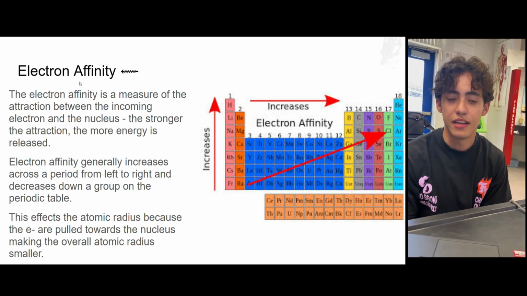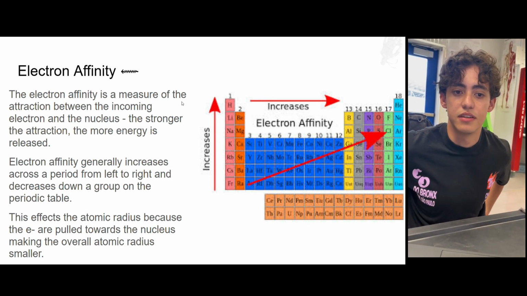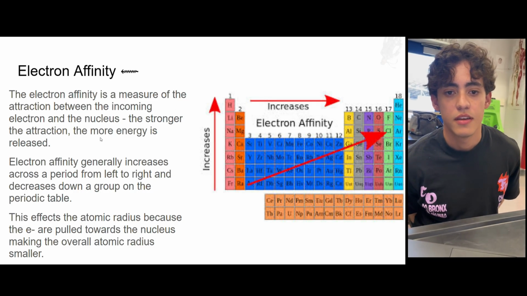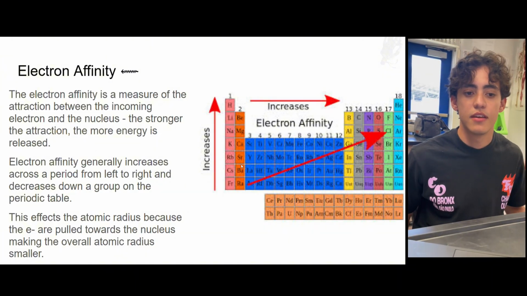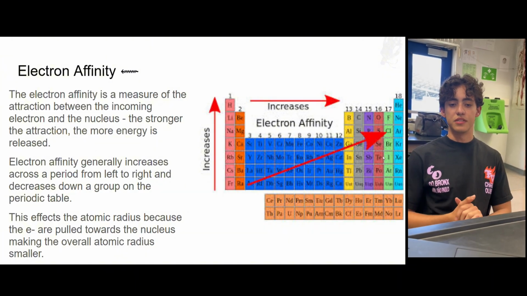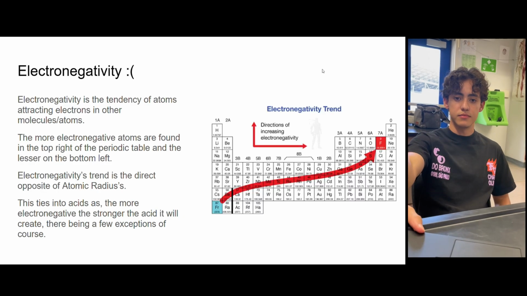Electron affinity. The electron affinity is a measure of the attraction between the incoming electrons and the nucleus. The stronger the attraction, the more energy is released. It increases across the period from left to right and decreases down the group on the periodic table.